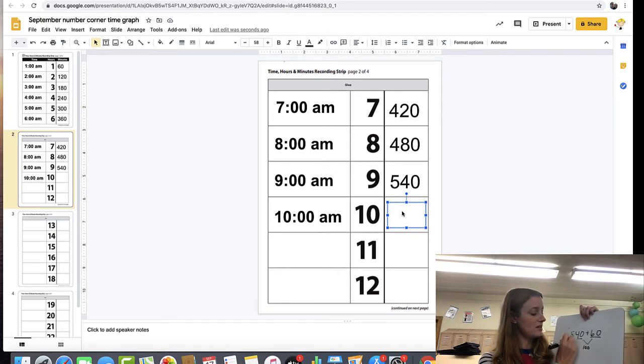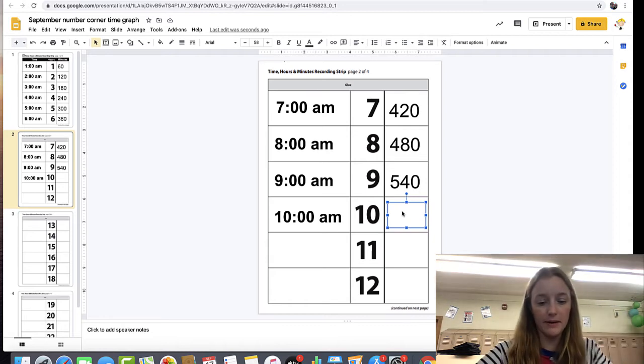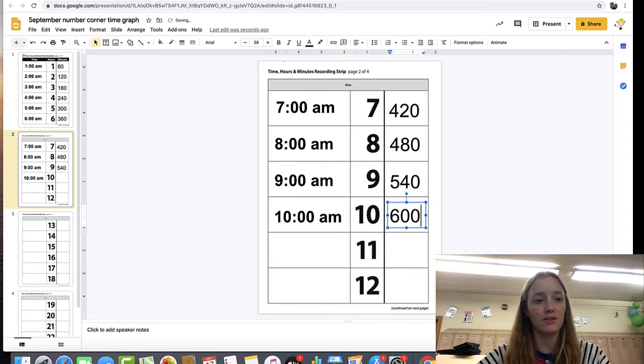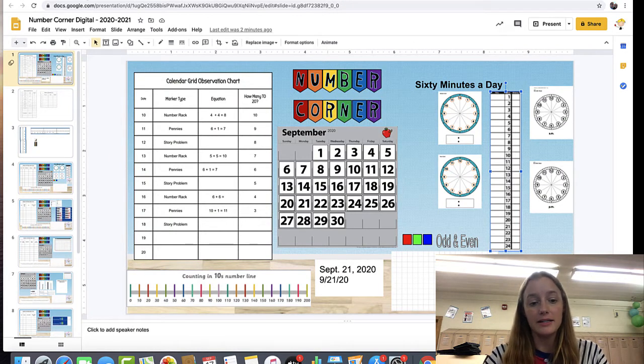So I could take this, which is 500, and I could add 500 plus 100, which is now 600 minutes, all right? So I'm going to go ahead and fill that out for 600 minutes. All right, so now we are going to go ahead and work on, I've missed a section, let me peek. We're going to work on this number line here.